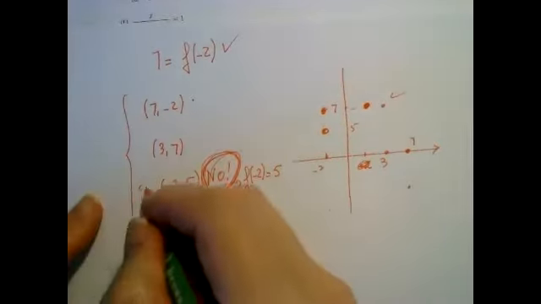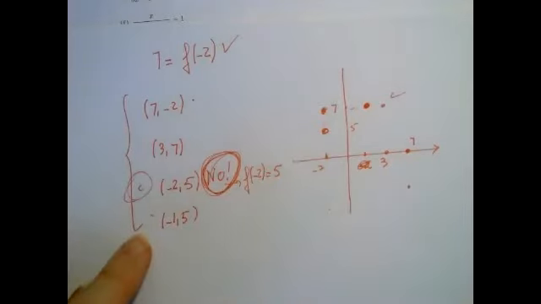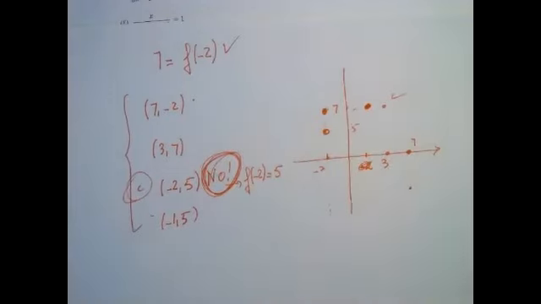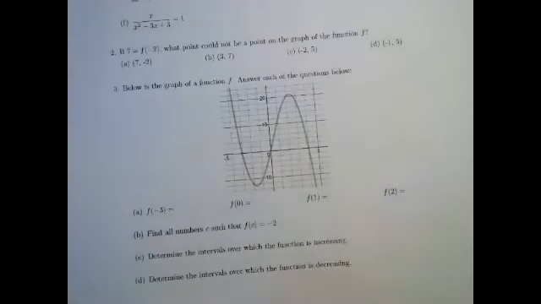So the answer would be C. C cannot be on the graph. Everything else has to be on the graph. Okay? So that's number 2. It's a nice little problem. All right, now let's move on. 4 and 5.